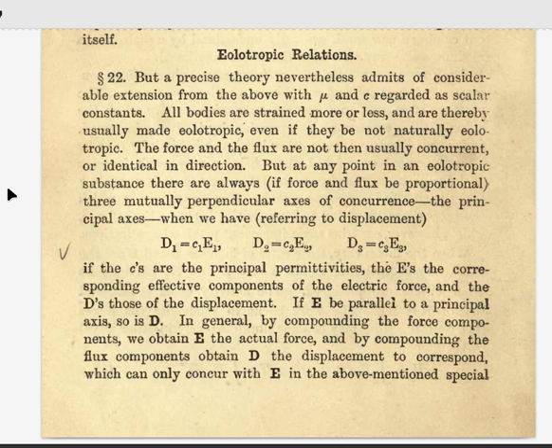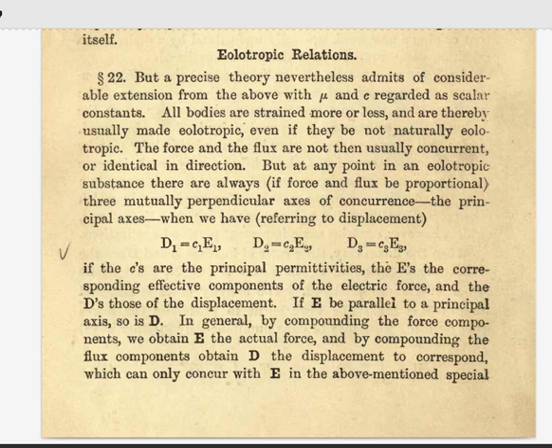But at any point in an eolotropic substance there are always, if force and flux be proportional, three mutually perpendicular axes of concurrence, the principal axes. When we have, referring to displacement, d1 equals c1e1, and d2 equals c2e2, and so on, if the c's are the principal permittivities, the e's the corresponding effective components of the electric force, and the d's those of the displacement. If E be parallel to a principal axis, so is D.